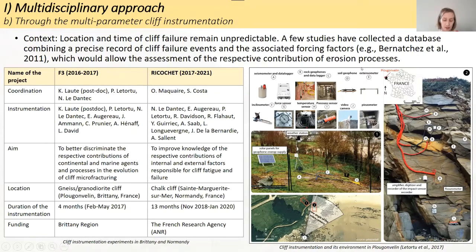The aim with our monitoring is, for example, in Normandy, to monitor key environmental parameters, both on the cliff top and on the cliff face: precipitation, tide, and internally, water table and temperature, and also key cliff behavior parameters: cliff top motion, deformation, possible failure events, in order to improve knowledge of the respective contribution of internal and external factors responsible for cliff fatigue and failure.